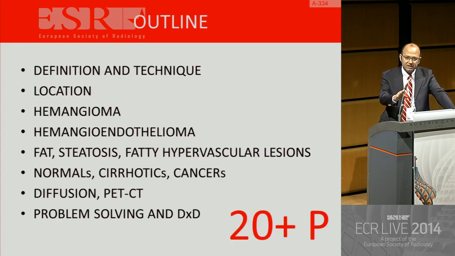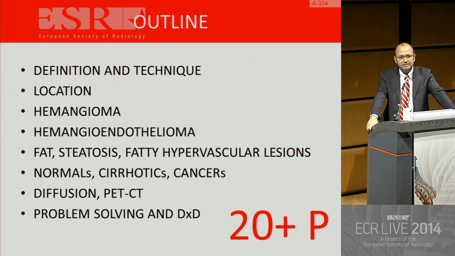So this is the outline. First, I'll go over the definition. What do we call hypervascular lesion? And the location is extremely important. Liver is a really interesting organ. So if you see some pathologies at certain locations, it's a very important clue. I'll go over the hemangioma. Actually, 50% of my talk is hemangioma because it is the most common lesion, the typical and atypical forms.